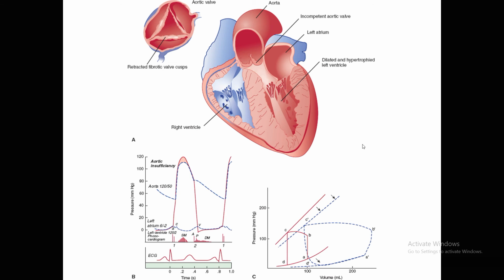Because of the increased end diastolic volume, the stroke volume will also be increased. Look here, the phonocardiogram demonstrates a record of these changes. The increased flow due to the increased stroke volume through the systole will generate a systolic murmur, crescendo-decrescendo, while the regurgitation during diastole will cause a diastolic murmur. So, in aortic insufficiency, both systolic and diastolic murmurs are present.